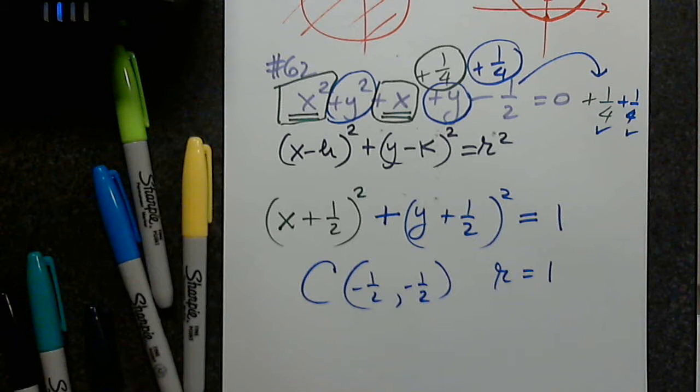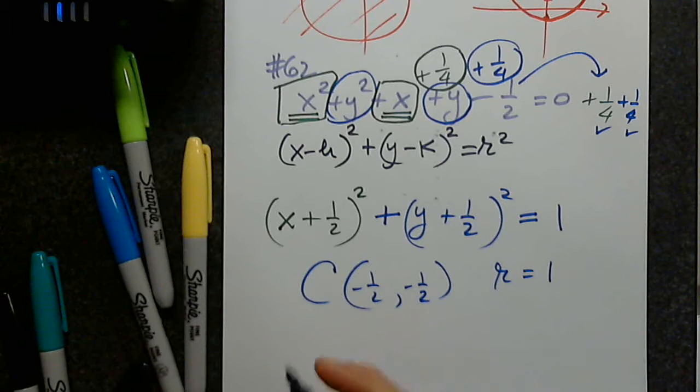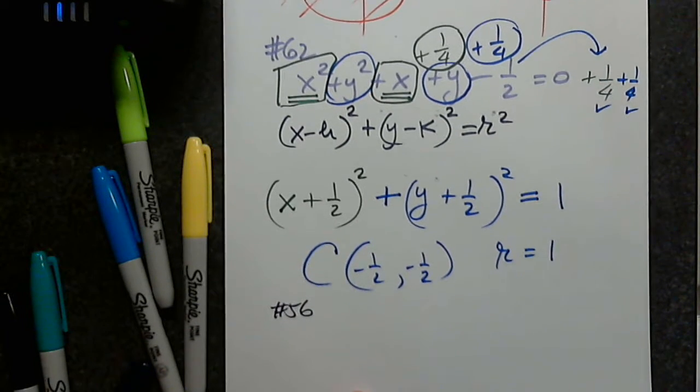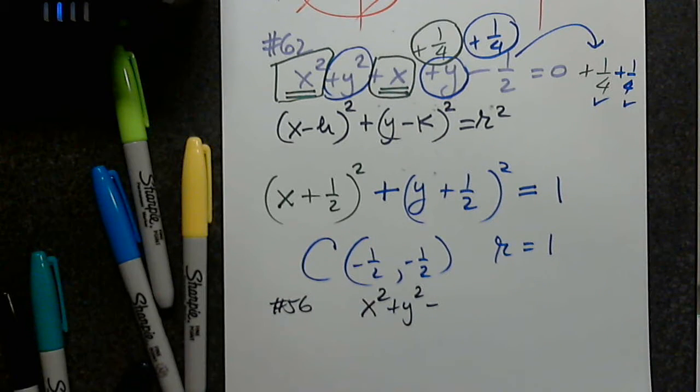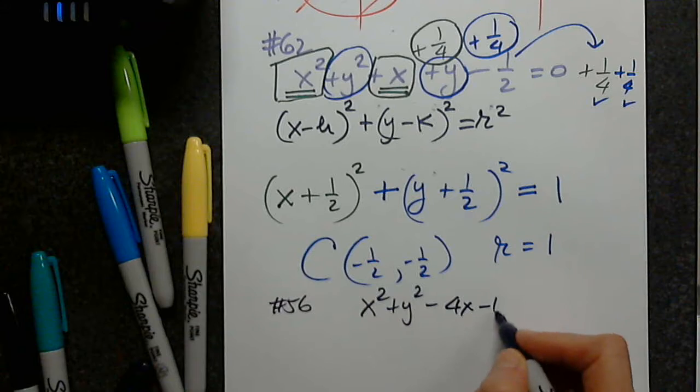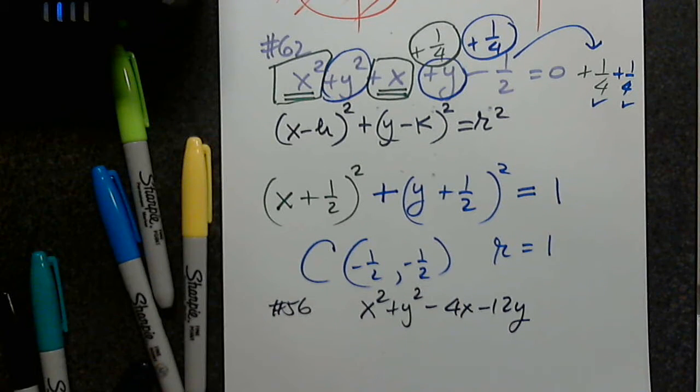Can anyone choose, please, between 53 and 64. Now, what if I choose this time? 56. X squared plus y squared minus 4x minus 12y minus 9 equals 0.